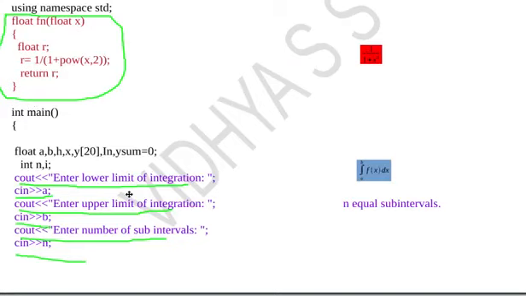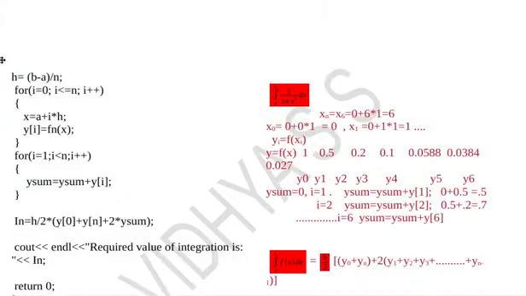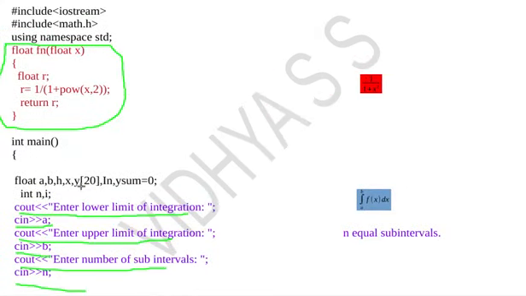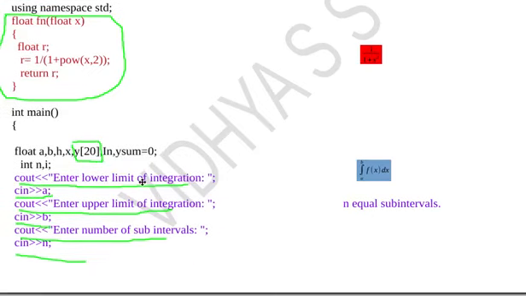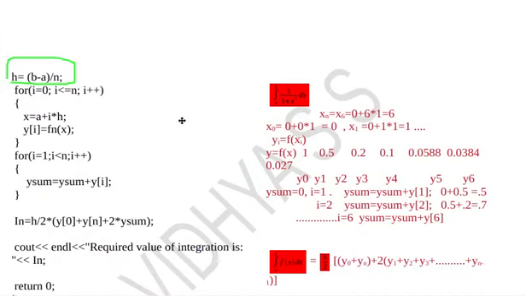Then next, I need to calculate the value of h. So h is calculated using the formula b minus a by n. b is the upper limit, a is the lower limit, divided by n. The next is, I need to find the value of each yi. So here I have declared an array y, that is a float array y of 20, and I am saving all the calculated yi values in the array y.